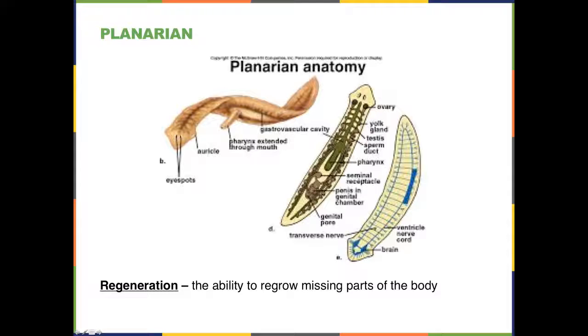They also have seminal receptacles and a genital chamber, so they are also hermaphroditic and can produce both male and female eggs and sperm. But they have one interesting ability, and that is the ability to regenerate. They can grow missing parts. And one of the experiments I did when I was in high school was I actually cut one of these dudes into 3 pieces.